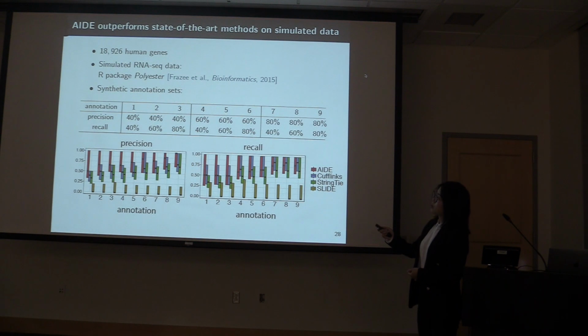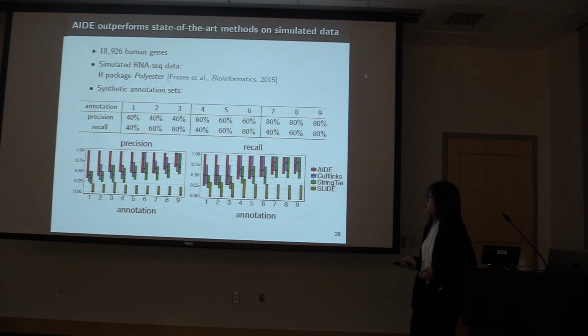For example, if we look at the first 3 annotation sets, their overall precision rate is only 40%. But AIDS is able to improve the precision for a large number of genes because it implements the stepwise selection procedure and it will not be misled by the wrongly annotated isoforms.